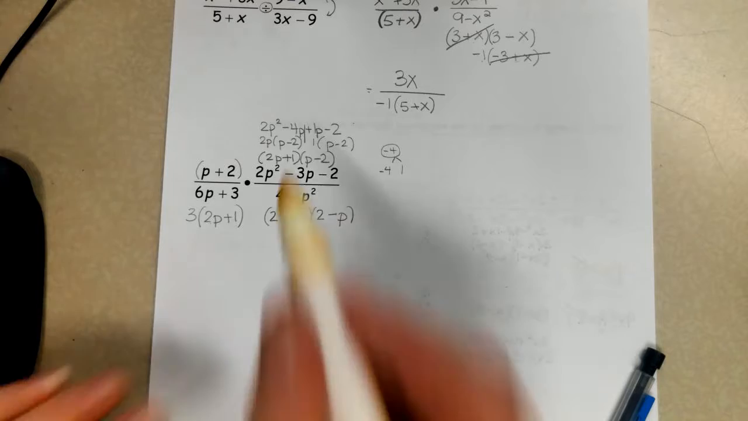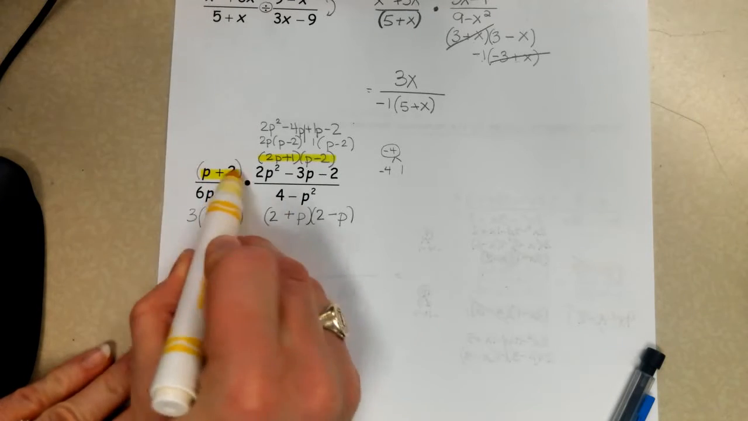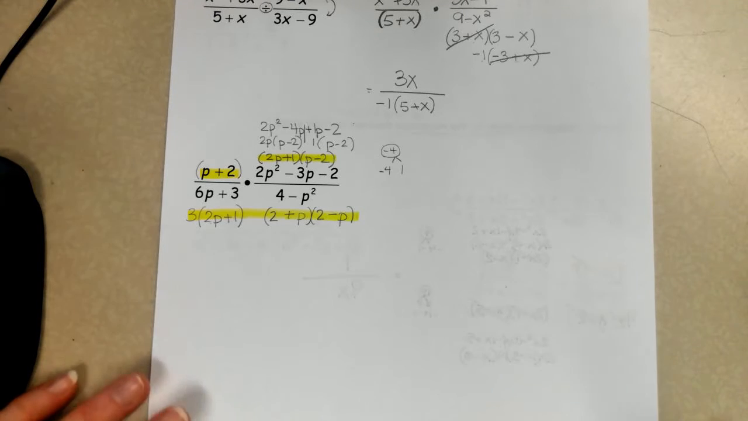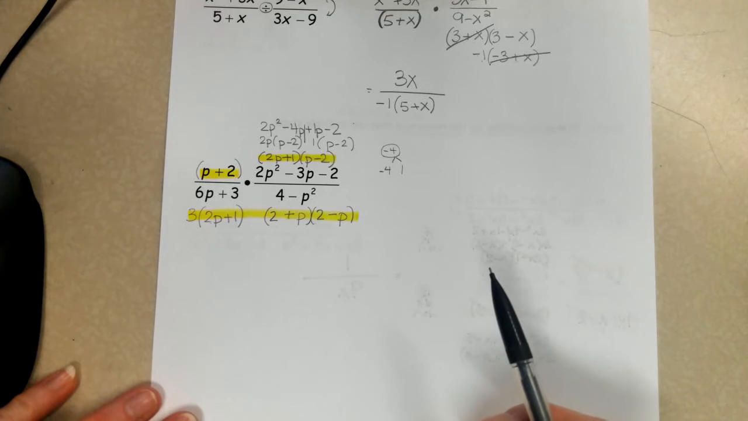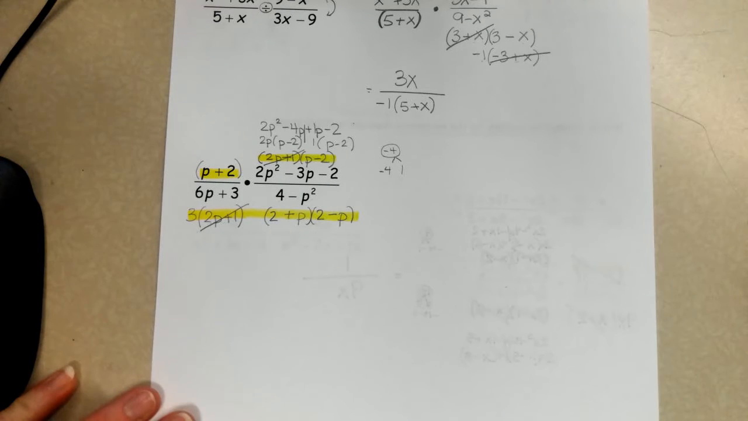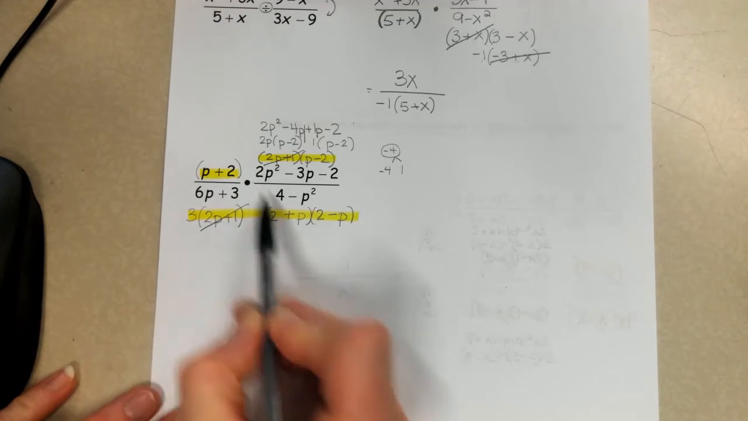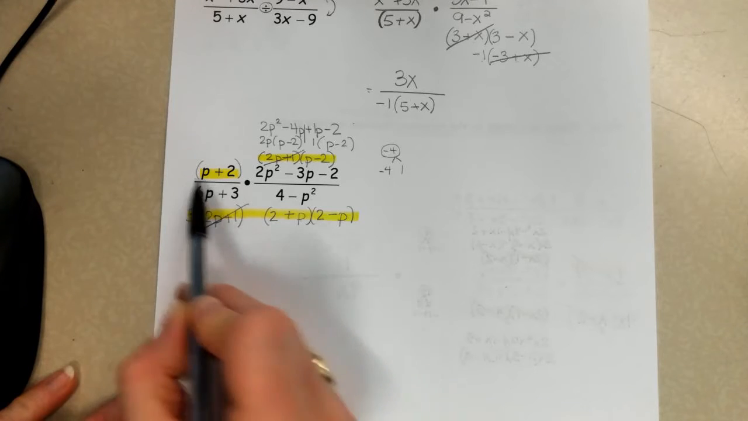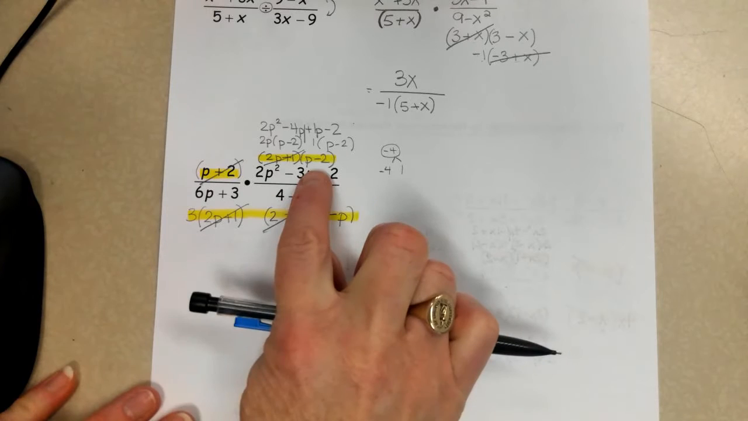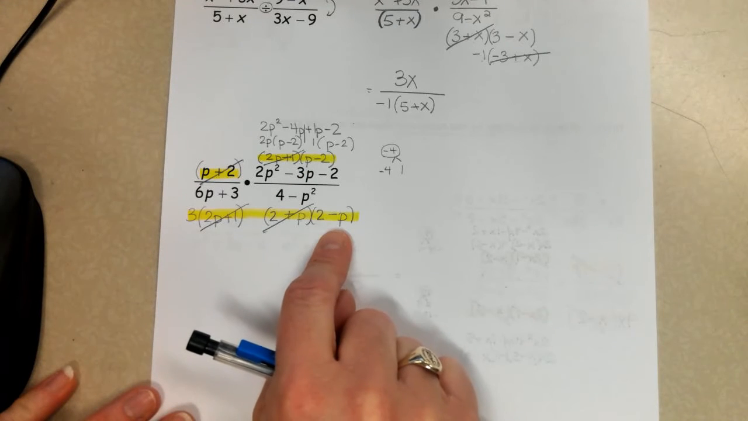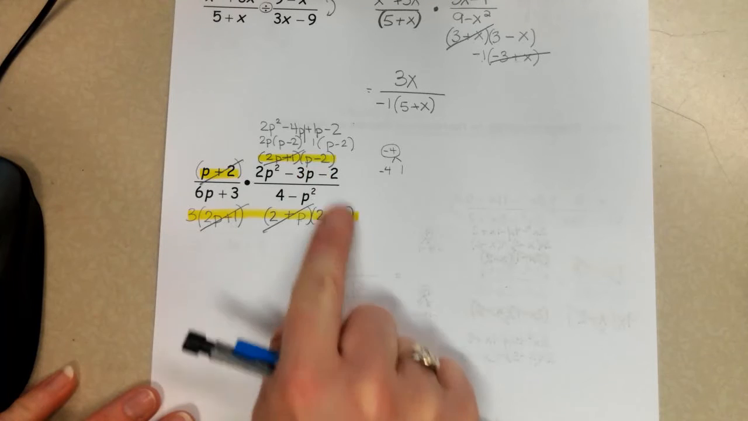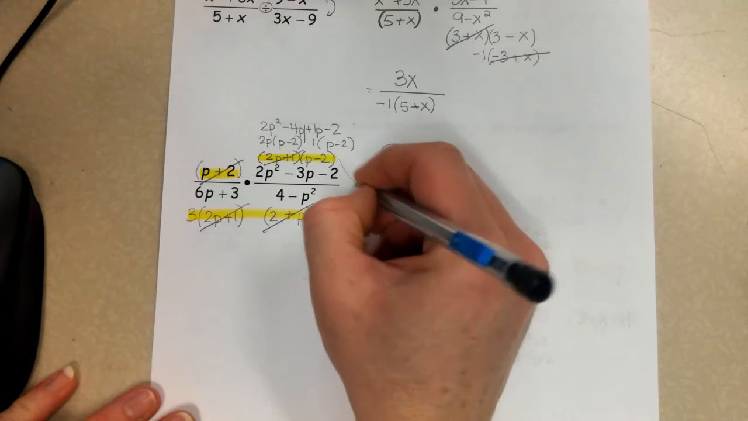Alright, I always feel like I'm losing those when we do AC method. So let me highlight them. And let's cross out common factors. So 2p plus 1, 2p plus 1. P plus 2 and 2 plus p are the same thing because both are positive in both. But p minus 2 and 2 minus p are opposites because the part that is negative is different in both.